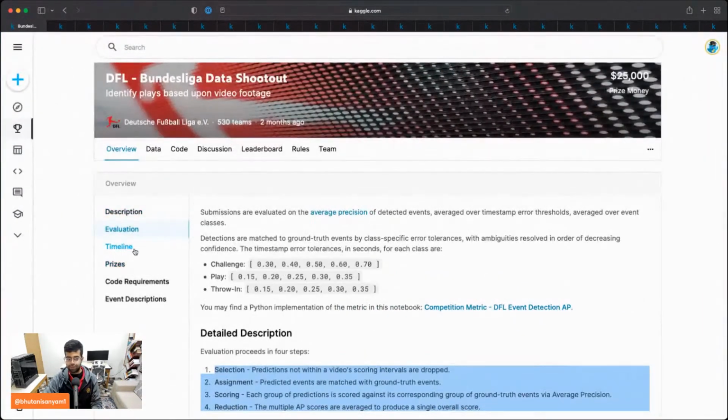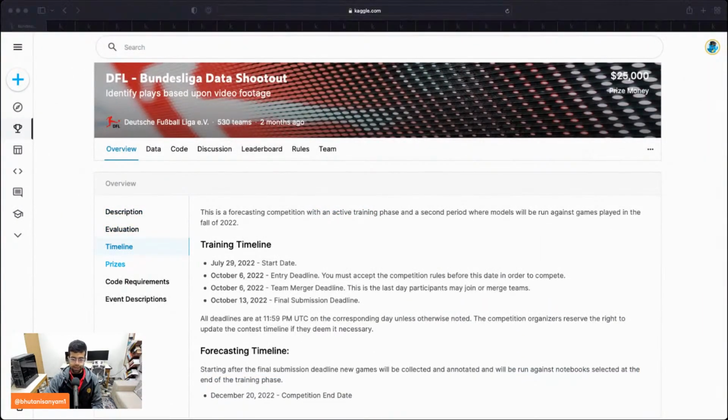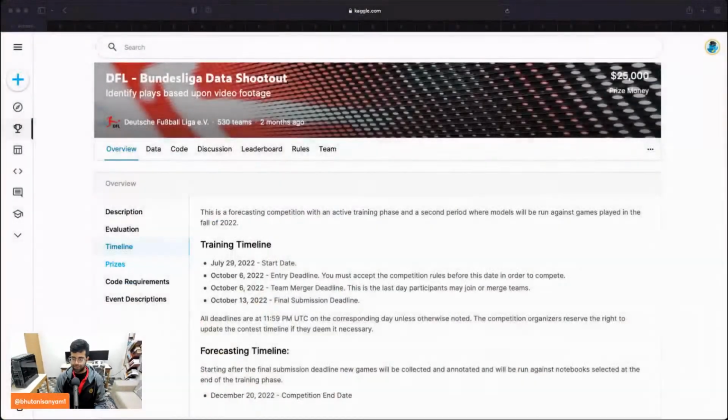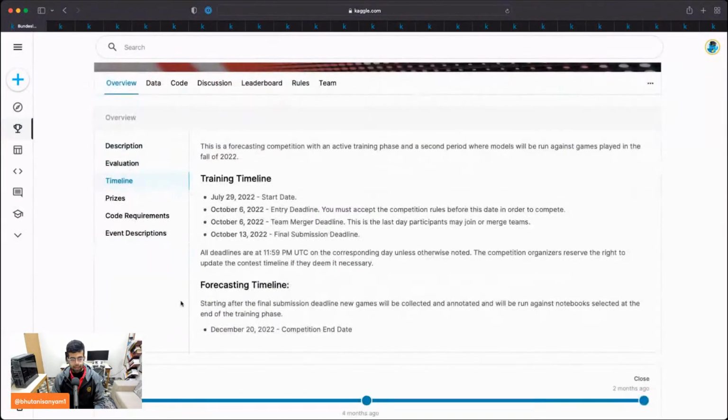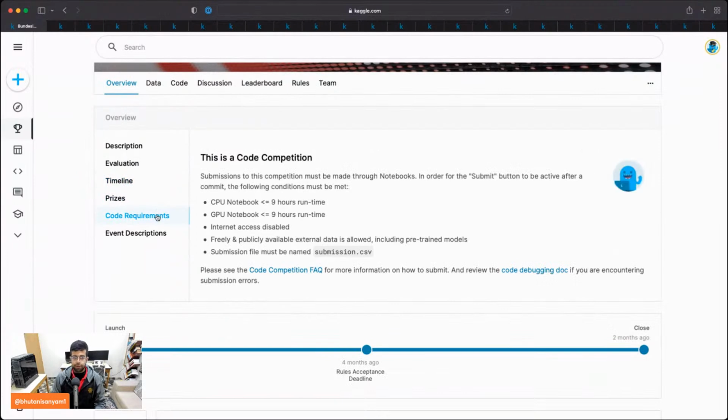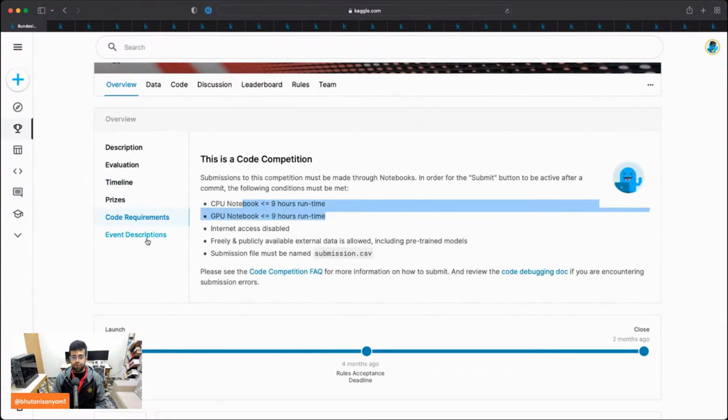The cool thing about this was a second stage competition, which means that after the competition ended, it would be rerun on unseen test data later on, which is new matches that are recorded. So the participants had to wait for 2 months to get the final results. Again, general code requirements: less than 9 hours of runtime for both.